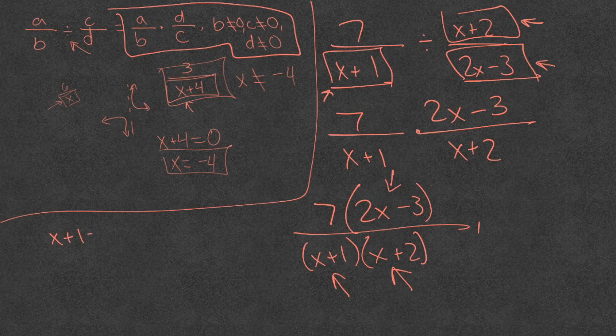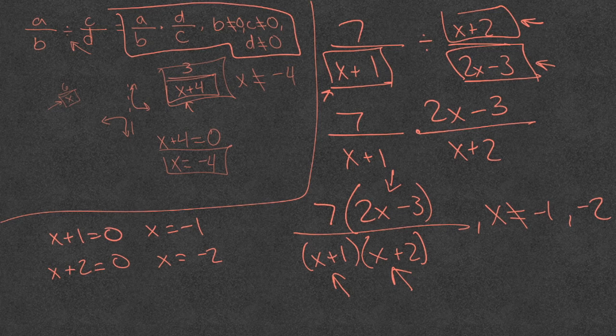So x plus 1 equals 0. That means x equals -1, which will make that piece 0. So x cannot be -1. X plus 2 equals 0. So when x equals -2, that makes it undefined. So x cannot be -2 either. And then the last one is 2x minus 3. Set that equal to 0. X is 3 over 2, which is 1.5. And so therefore x cannot equal 1.5 as well.